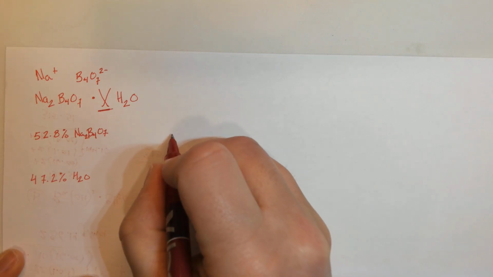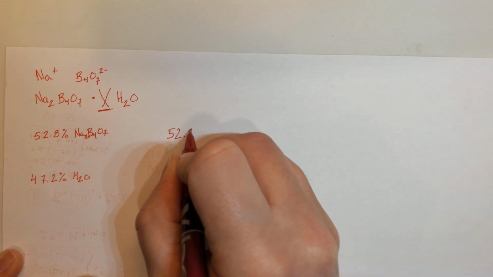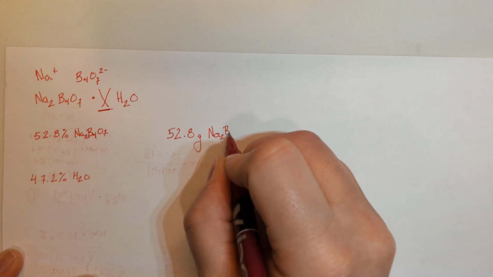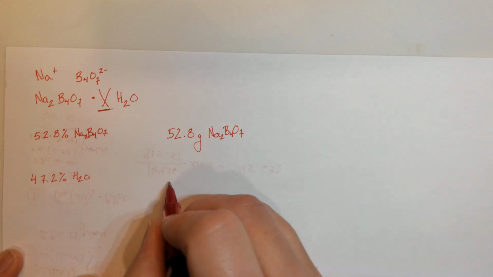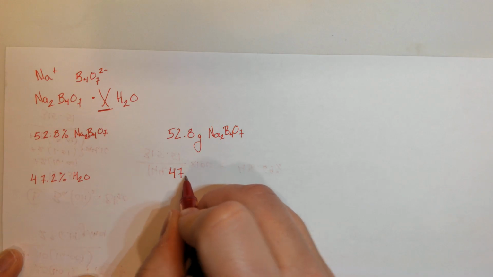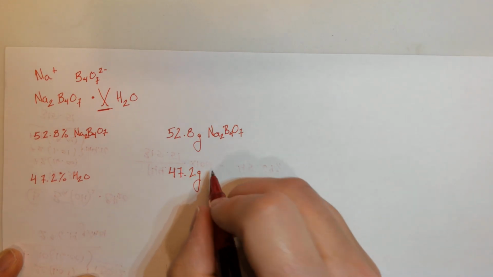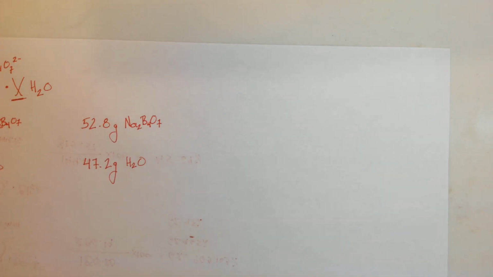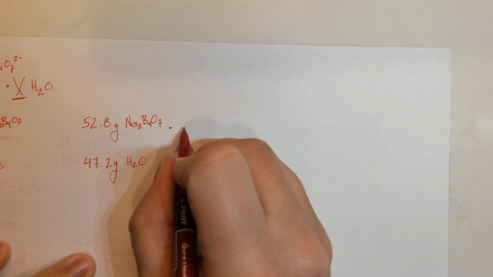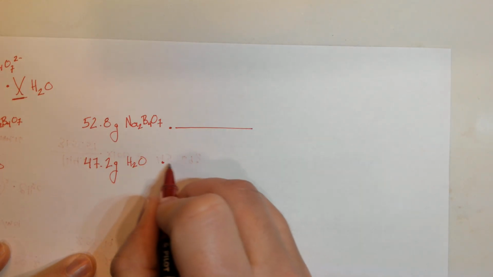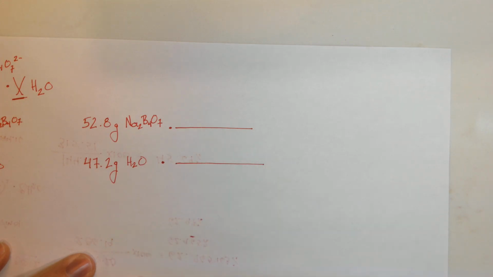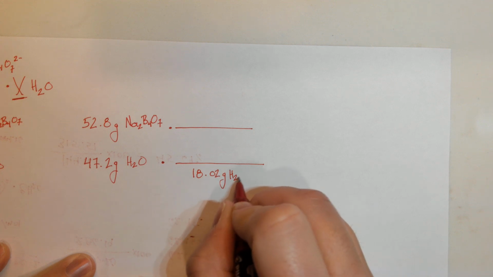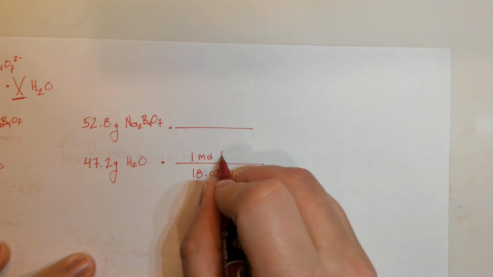And when we do that, we can say, okay, I have 52.8 grams of sodium tetraborate, and I've got 47.2 grams of water. And then all we have to do is convert this into moles. And we already know how to do that, right? We need to find the molar mass. Well, the molar mass of water is really easy. We've been using it a lot today. It's 18.02 grams of water in 1 mole of water.